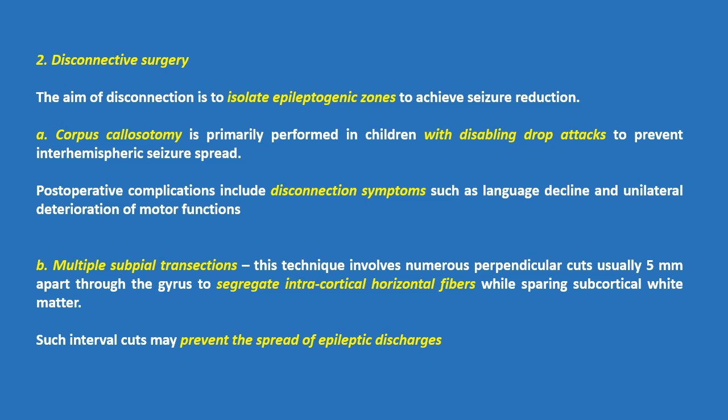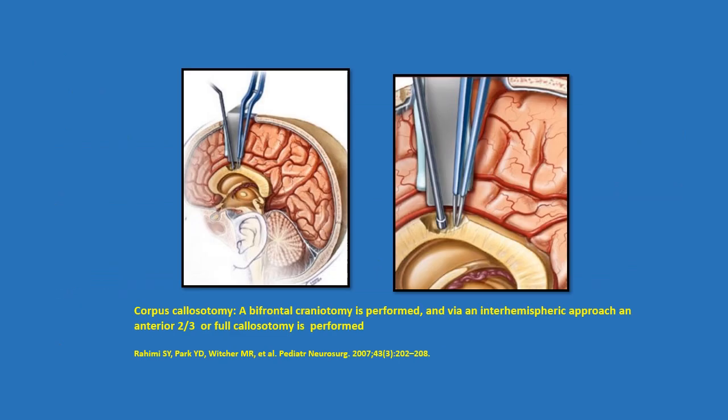Multiple subpial transections. This technique involves numerous perpendicular cuts, usually 5 mm apart, through the gyrus to segregate intracortical horizontal fibers. While sparing subcortical white matter, such interval cuts may prevent the spread of epileptic discharges.